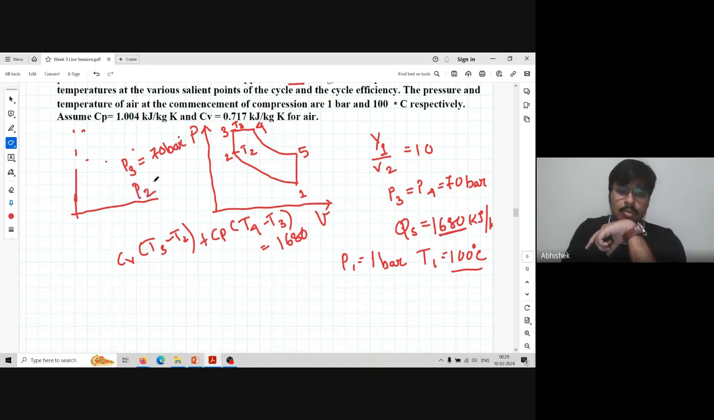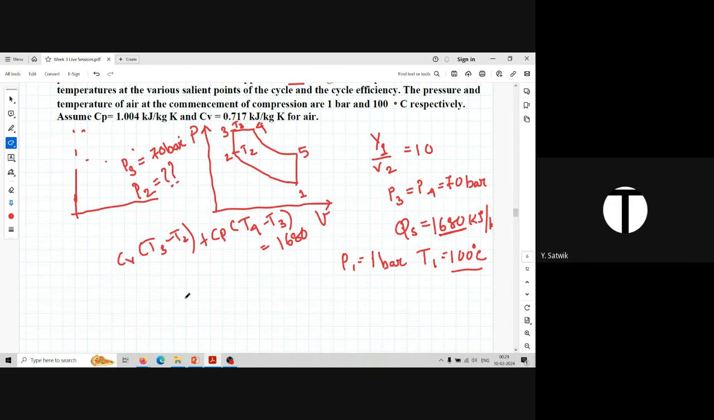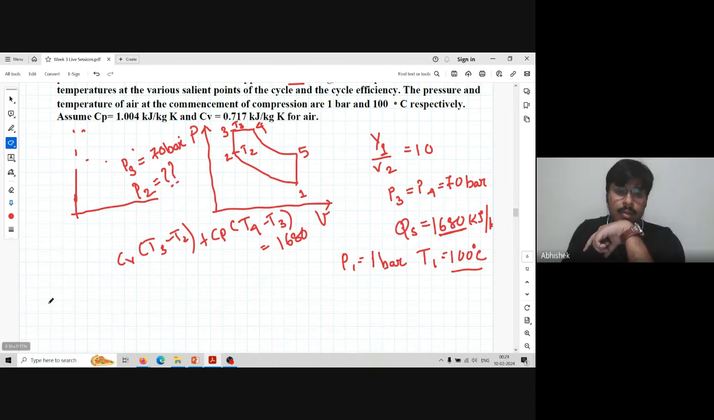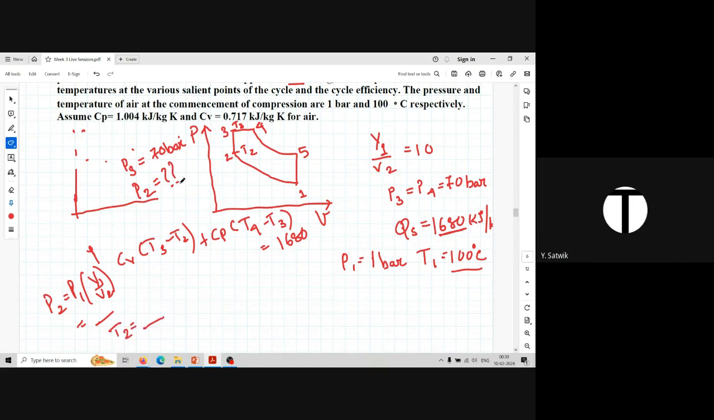Can we calculate P2 now? Yes, sir. You can directly calculate P2 from P1 times V1 by V2 to the power gamma. From here you can calculate P2. It will come, let us say, some value. From there P2 you can calculate. Once P2 is done, then you can calculate the temperature. Okay, because T1 is there, you can also calculate T2. I'm getting 936.93 for T2.